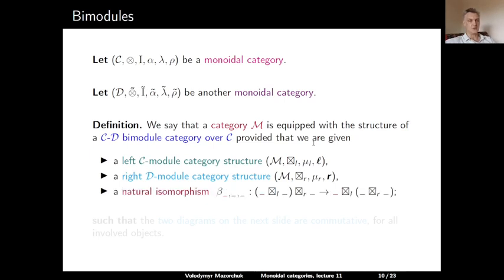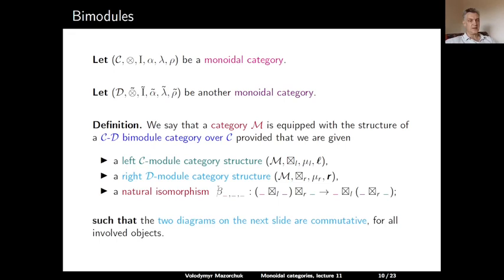a natural isomorphism beta. So if we have an object in C, an object in M, and an object in D, we can write the action with two different bracketings. And beta should be an isomorphism which moves brackets to the right. So if you take an object in M, first act by an element in C and then by an element in D, this should be isomorphic to the same object first acted upon by an element in D and then by an element in C via this fixed isomorphism beta.